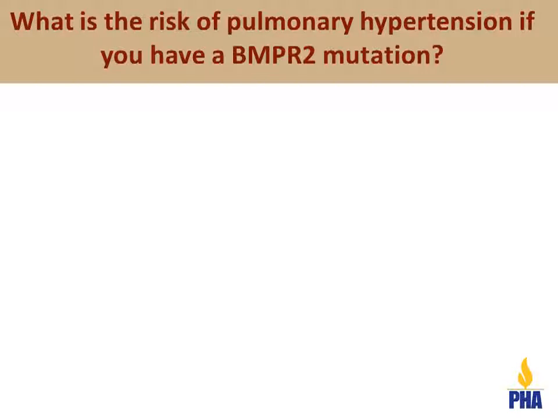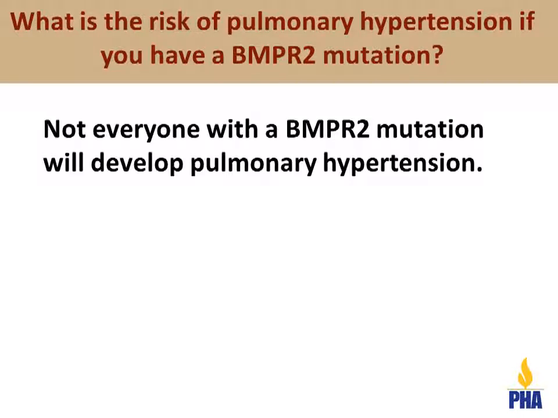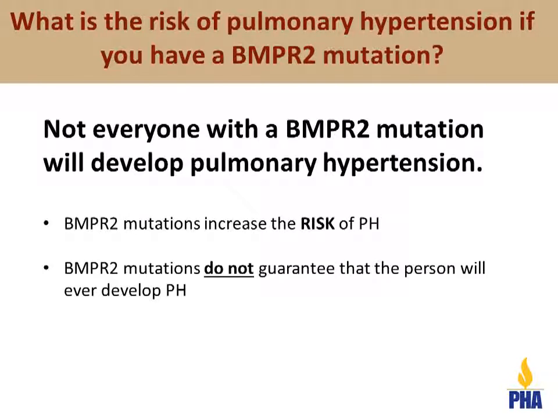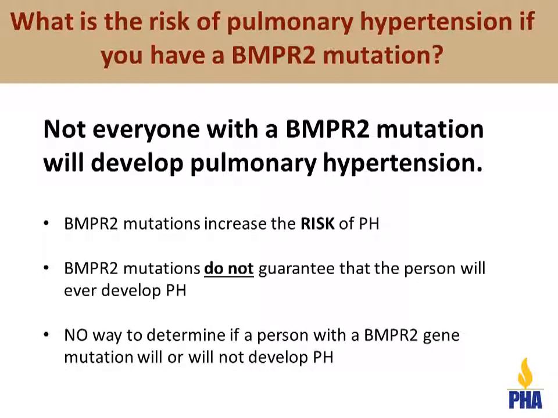What is the risk of pulmonary hypertension if you have a BMPR2 mutation? Not everyone with a BMPR2 mutation will develop pulmonary hypertension. BMPR2 mutations increase the risk of pulmonary hypertension, but do not guarantee that a person will ever develop pulmonary hypertension. However, we don't yet know which person with the mutation will go on to develop pulmonary hypertension or at what age it will develop. Therefore, we know that there must be other factors besides your genes that matter.